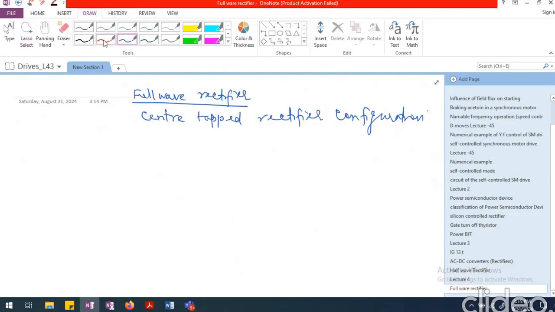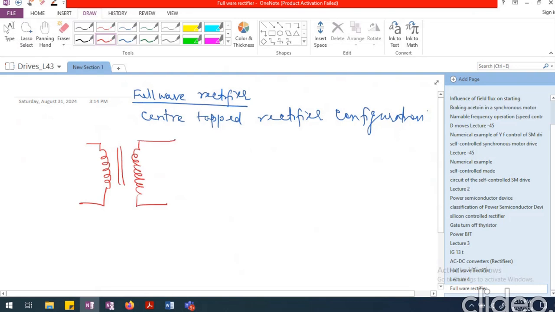So the center tap rectifier configuration looks somewhat like this. I will have a transformer like this, and I'm going to have another winding like this. Let us say this has a turns ratio of 1:1. That is, if this has 100 turns, this will also have 100 turns. But in the middle, after 50 turns, I'm going to have a small tap or center tap connection. And here I am connecting the voltage source.